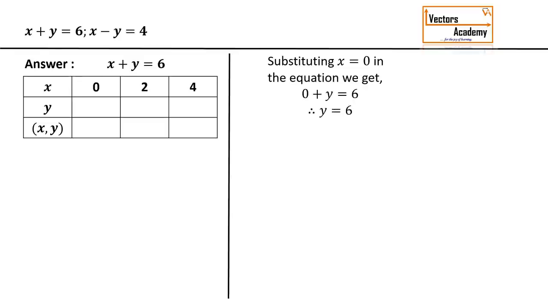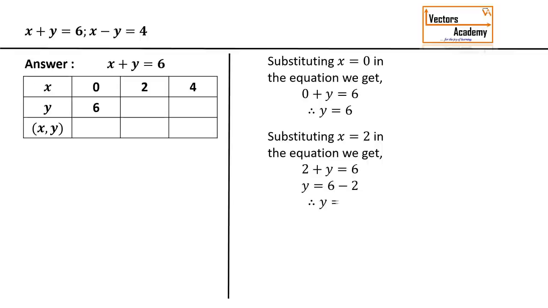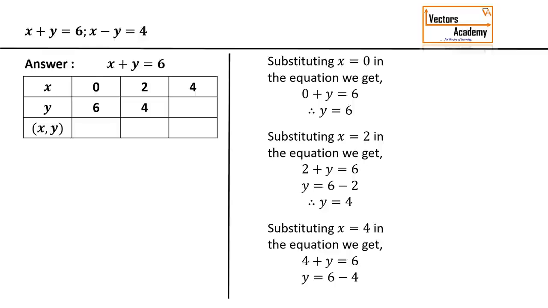I'll write it down in the table. For x equal to 0, y is equal to 6. In the same way, I'll take the second value of x, that is x equal to 2, and substitute in the given equation. What I'll get is 2 plus y is equal to 6 and y will be equal to 4. Again, I'll write it down in the table. Exactly in the same way, I'll take the third value of x, substitute in the given equation, find out the value of y and write it down in the table.